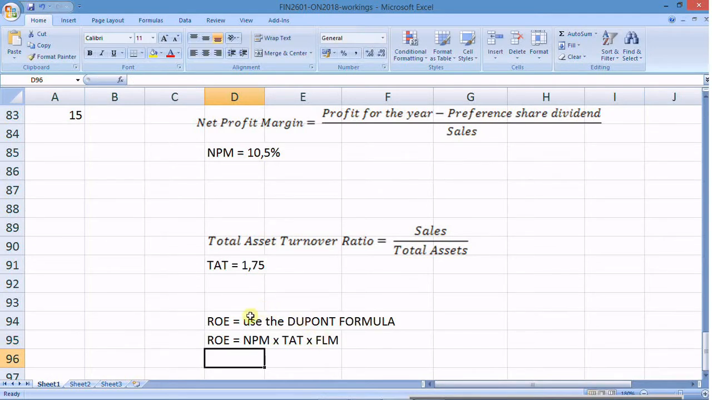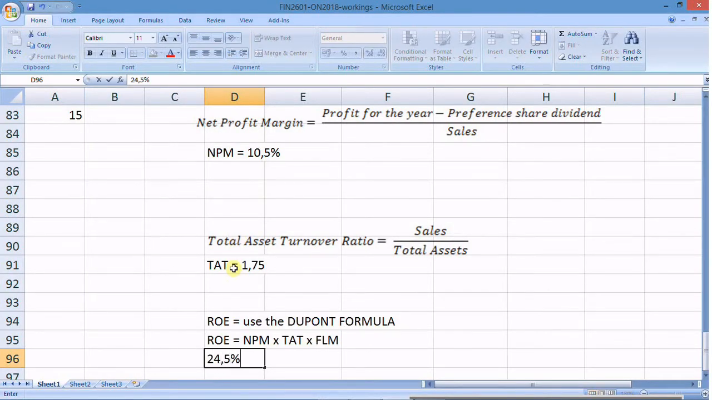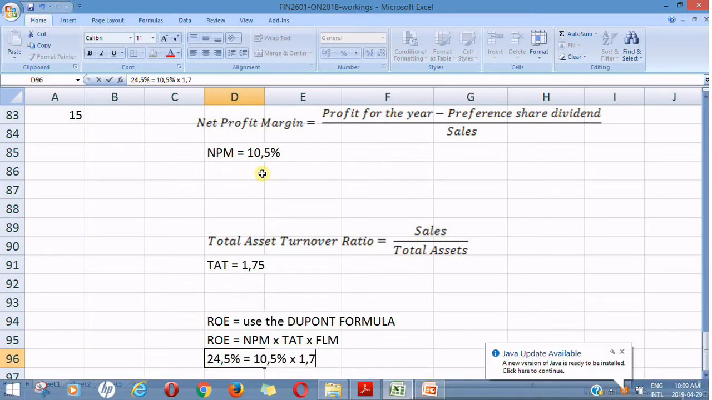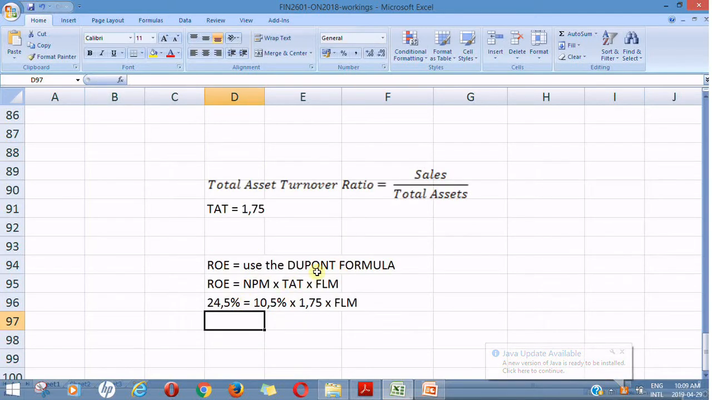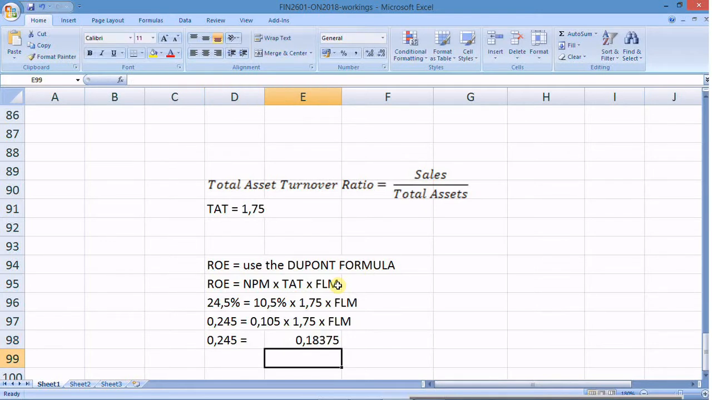So if you've already got the others, the ROE was how much? 24.5%. So 24.5% equals net profit margin of 10.5% times total asset turnover of 1.75 times FLM, financial leverage multiplier, which we don't know. We need to convert this to 0.245 because we're using formulas. 0.245 equals 0.105 times 1.75 times FLM. Let's first multiply the two and then take them across. What is 0.105 times 1.75?